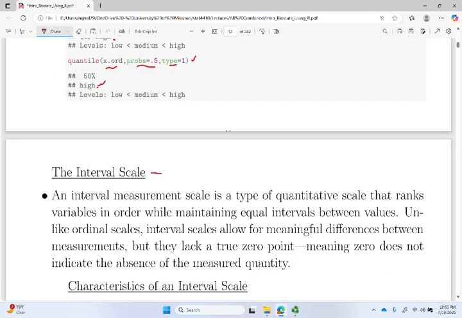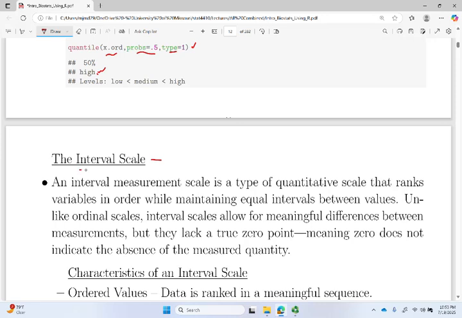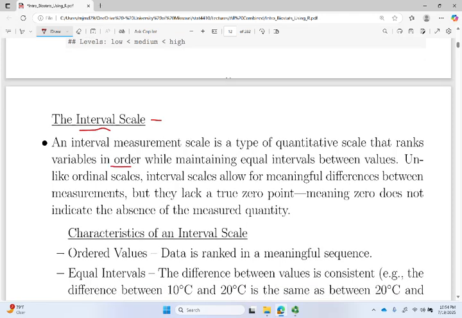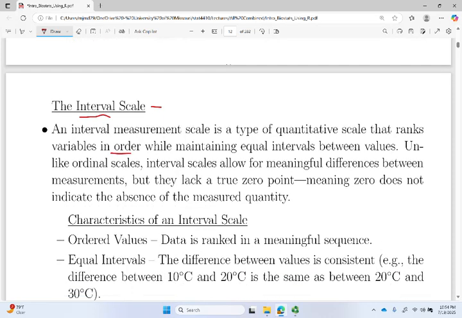Now, interval scale is the next type of measurement. And with interval, of course, you think of it over an interval. So it's a range of values. It's quantitative, so it's numbers. And ordering makes sense. The difference between any two values, if it's the same as for another two values, that difference makes sense.